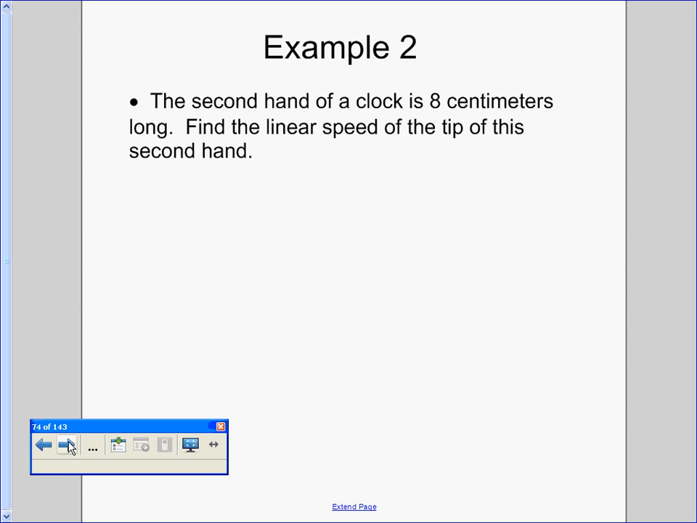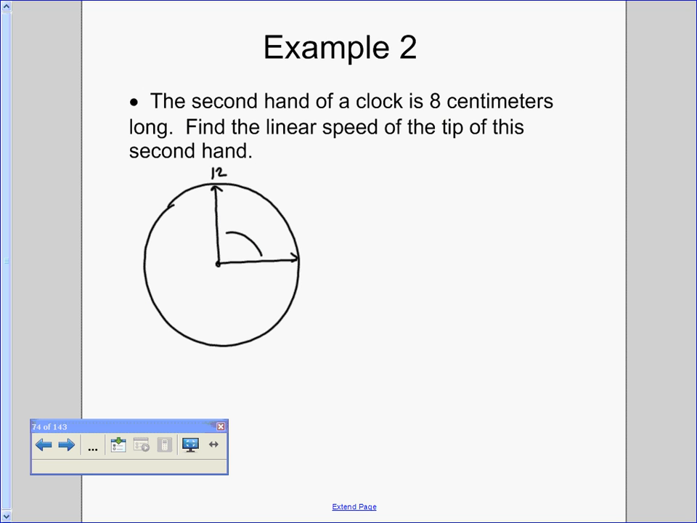Let's say the second hand of a clock is 8 centimeters long, and we want to find the linear speed of the tip of this second hand. Because we're talking about a clock and the second hand, there's a certain amount of information that we already know. So let's say this is my second hand here, and that of course is at the 12. Let's just put it in standard position and say it's going from here to here. Of course it's moving clockwise, so it's a little different, but let's just think about the distance that it moves here.